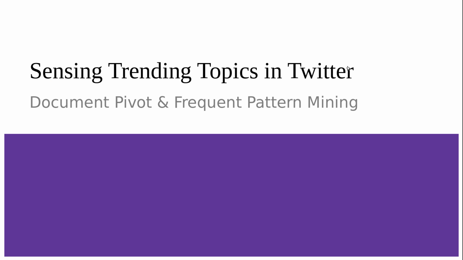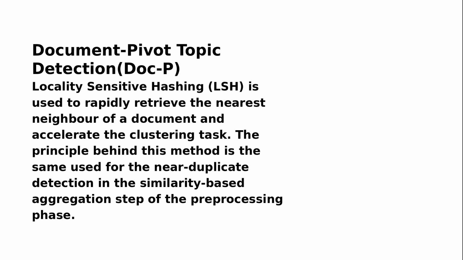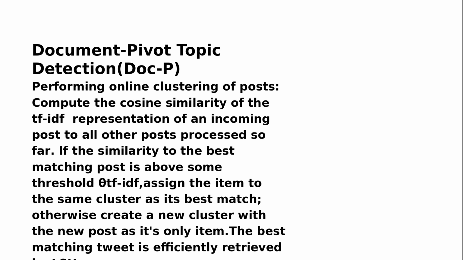I'll be explaining sensing trending topics in Twitter using the document pivot and frequent pattern mining methods. The document pivot topic detection method uses locality sensitive hashing (LSH) to rapidly retrieve the nearest neighbor of a document and accelerate the clustering task. The principle behind this method is the same used for near duplicate detection in similarity based aggregation steps of the pre-processing phase.